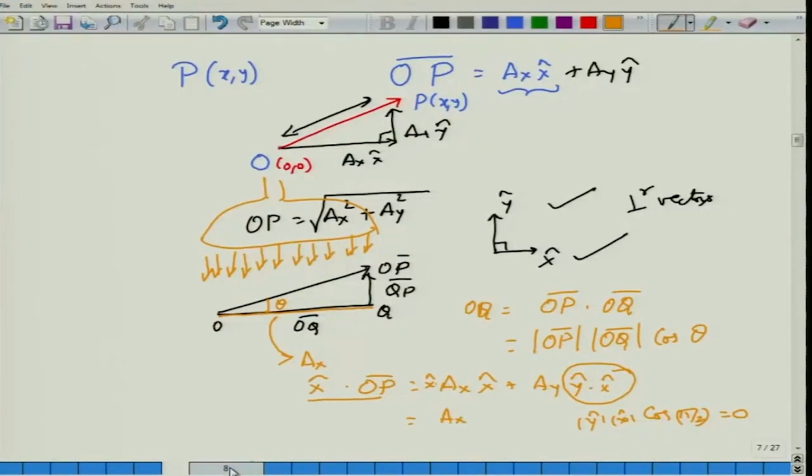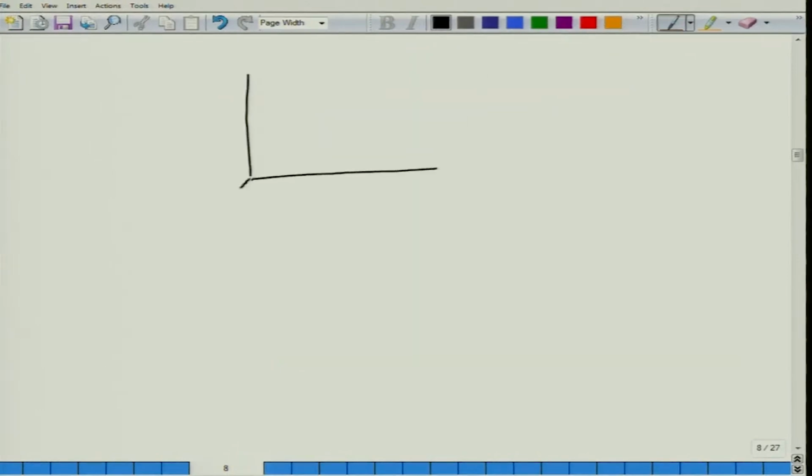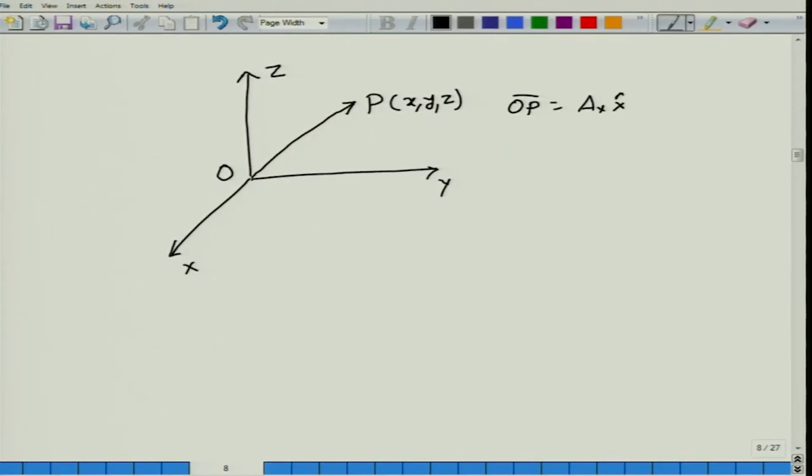So I hope you have understood the two-dimensional Cartesian coordinate system, as this is called. We now move on to the three-dimensional Cartesian coordinate system. In a three-dimensional Cartesian coordinate system, I imagine that I have three axes, x, y and z. Any point P on these axes can be located by specifying three numbers x, y and z. As before, I still have a vector OP which can be written as AX x hat plus AY y hat plus AZ z hat, and the length of OP, which is the vector length, is given by the square root of AX square plus AY square plus AZ square.